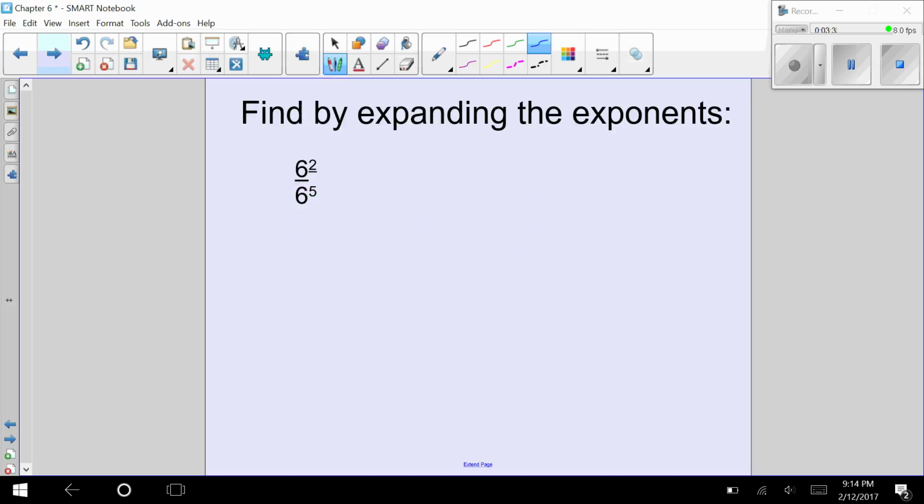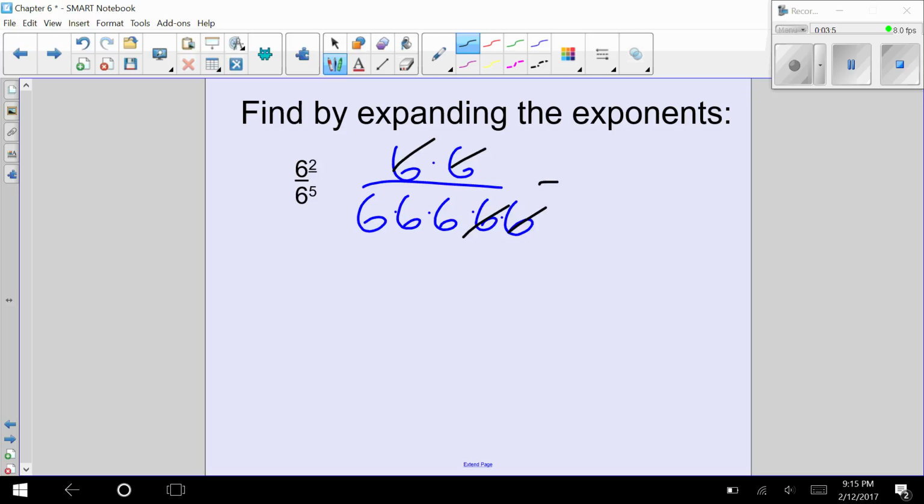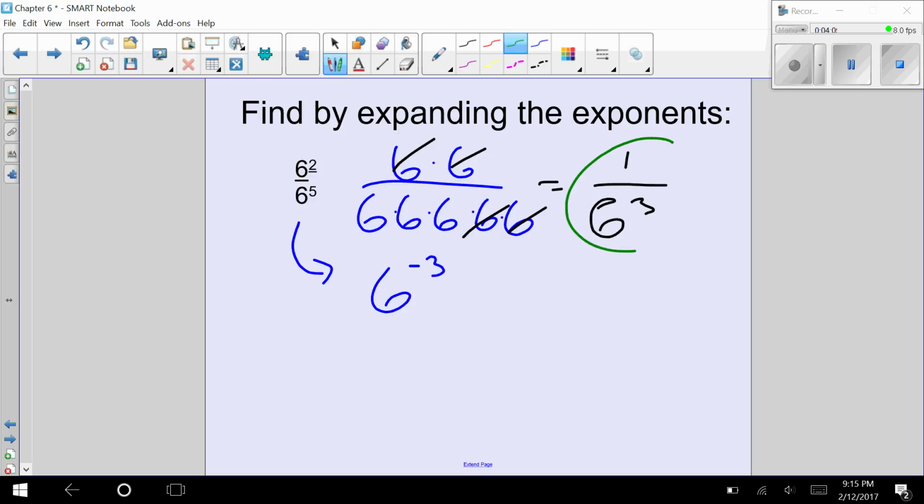Now let's look at this one. If we expand the exponents, let's see what happens. We would have 6 times 6 over 5 sixes. If we cancel from the top and the bottom, divide both by 6 two times, we're going to get 1 over, and then we have 6 to the 3rd power in the bottom. Well, let's also look at if we subtracted our exponents. 6 to the 2nd over 6 to the 5th would give me 6 to the negative 3rd power. Again, we have two answers for the same problem.